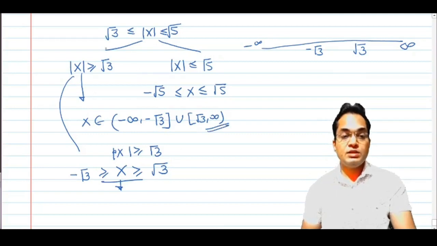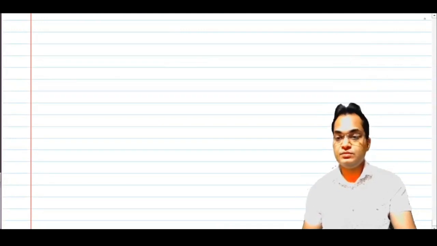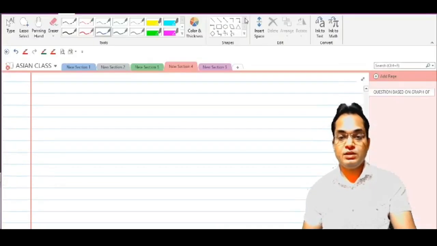Now what is the solution of this inequality? The solution of this inequality will be the intersection of both. Okay, that's why take a line here.